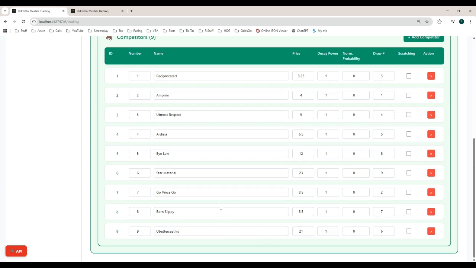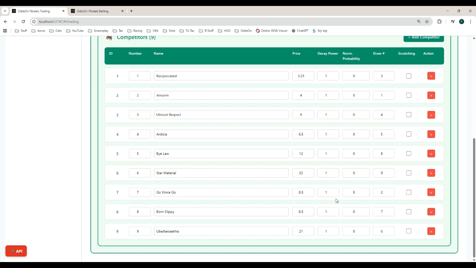Look, they're the same price. So Go Vince Go and Born Slippy. They're both 8.5 to win. So obviously we want win price to be the same because that is our win price. But that's not to say they have to be the same for the lower positions.